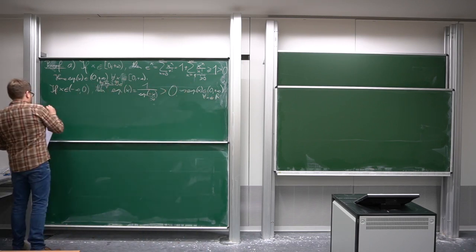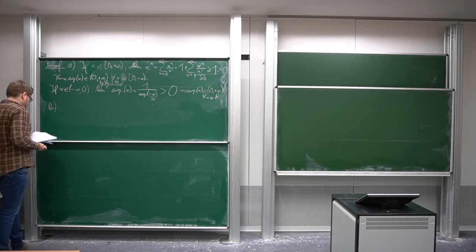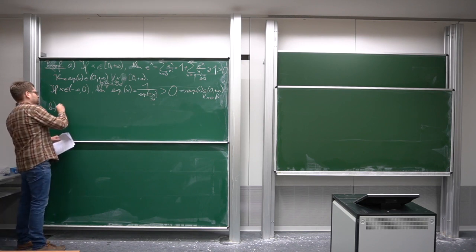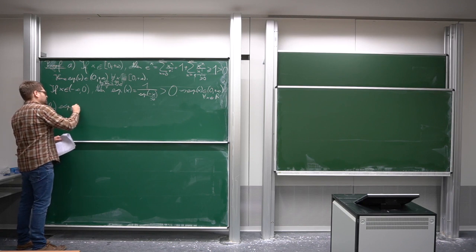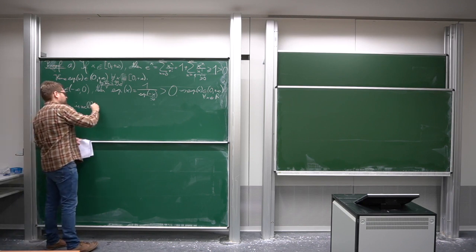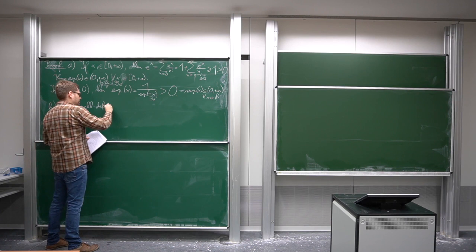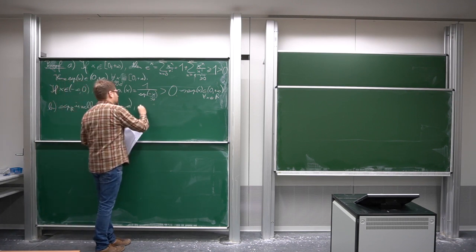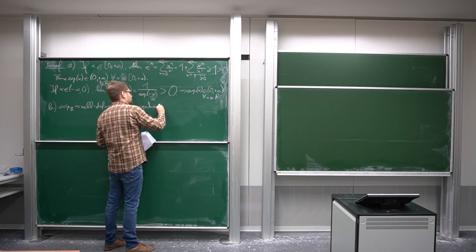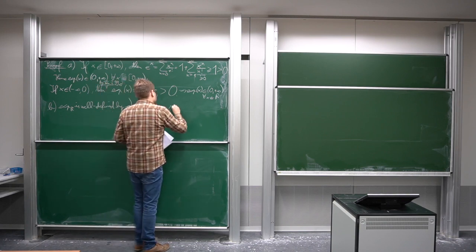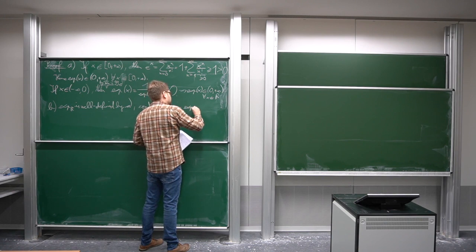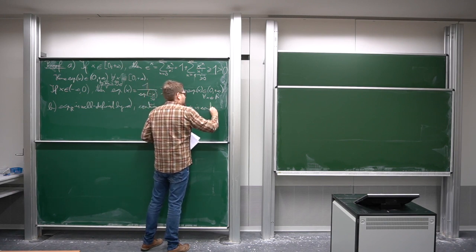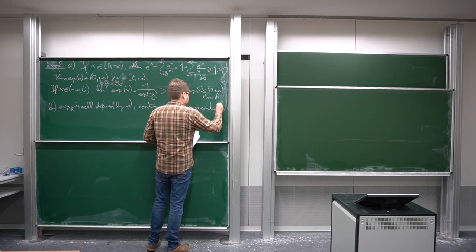Now, part B. So we want to study this real exponential function. First of all, exp restricted to R, as I already said, is well defined by part A, which is now proven, and continuous, since exp itself is continuous, and since this is just a restriction, continuous.